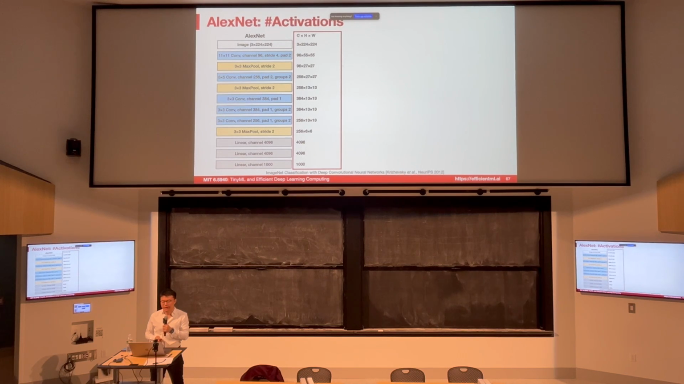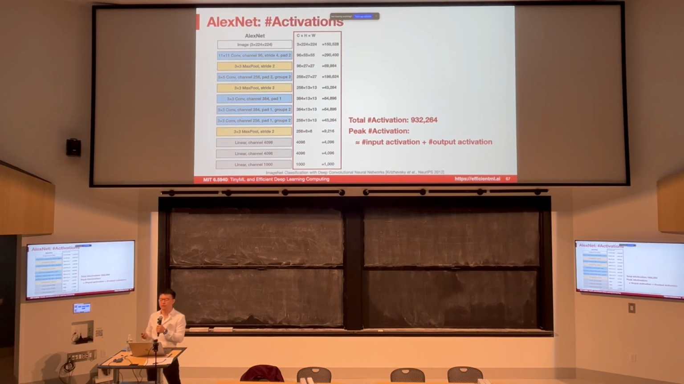So this is calculating the number of activations of AlexNet. C times H times W, that's the way to calculate the activation size. And if you add them together, you can see this is the total amount of activations for AlexNet. And the peak activation is, as a roughly first-order approximation, the number of input activations plus the number of output activations.